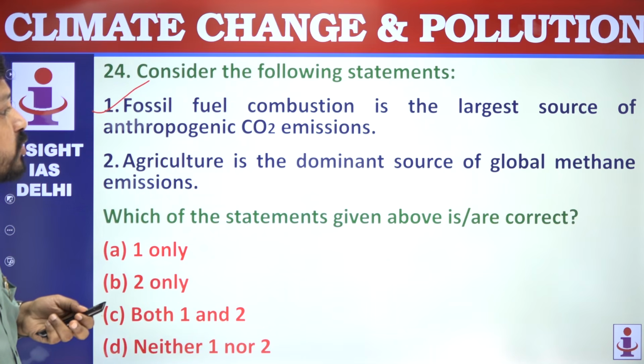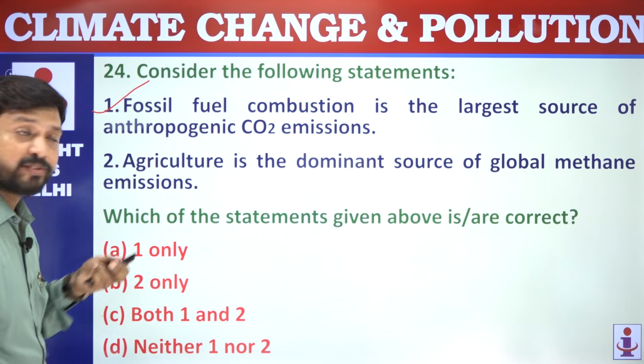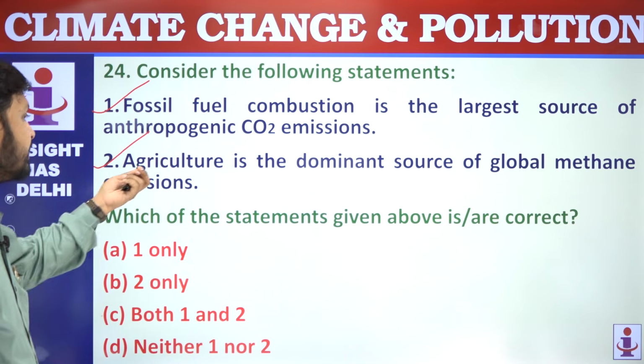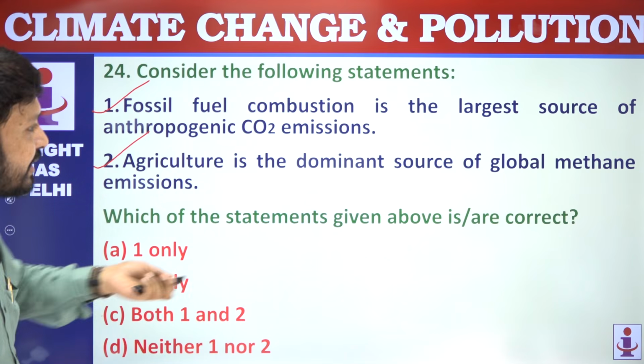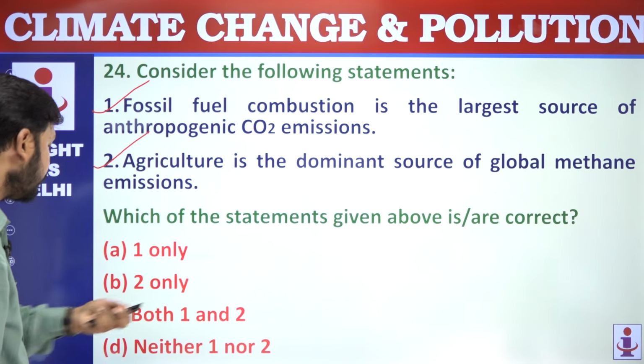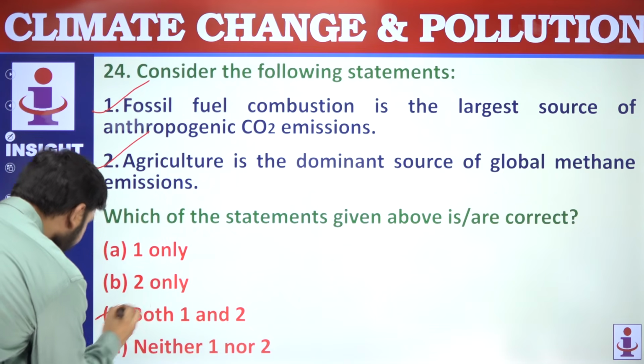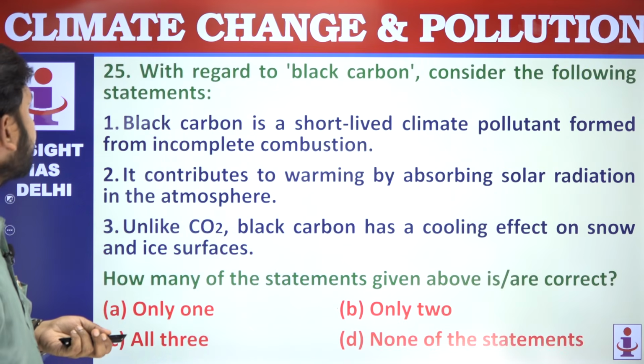Agriculture is the dominant source of global methane emissions. Just now we have seen this one. We have discussed this statement multiple times. So 1 and 2 are correct and they are asking for the correct ones. Both 1 and 2 are there in option C, so option C will be our right answer. Let's go to the next one.